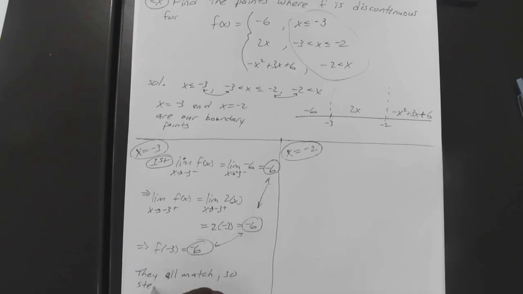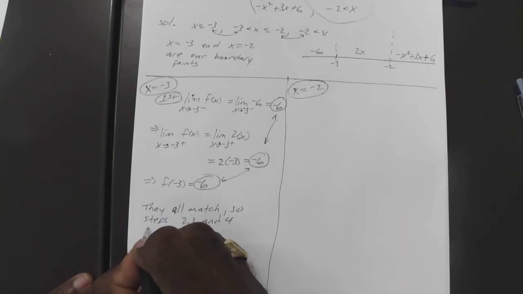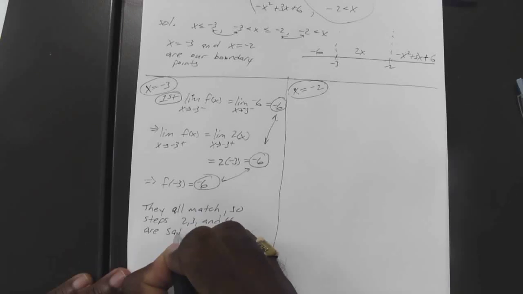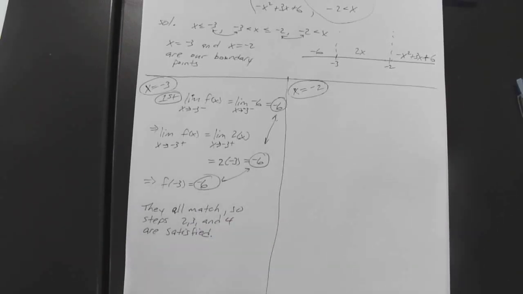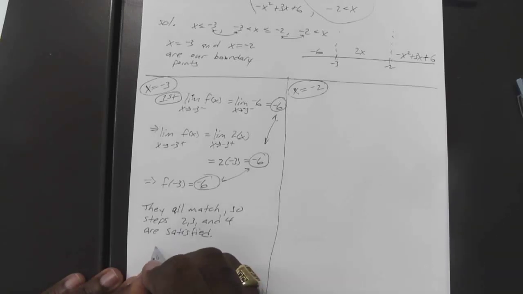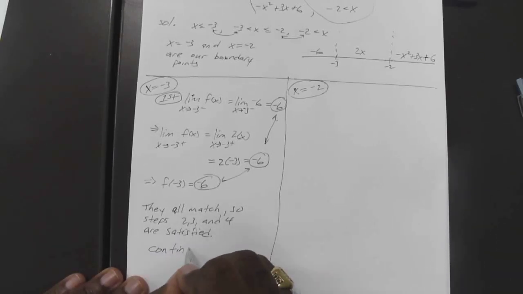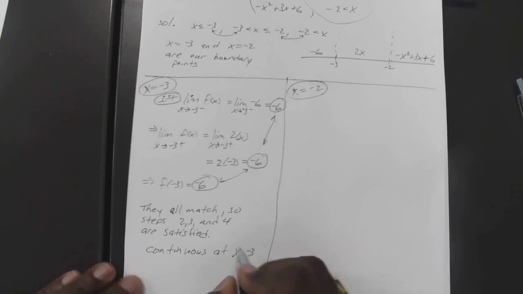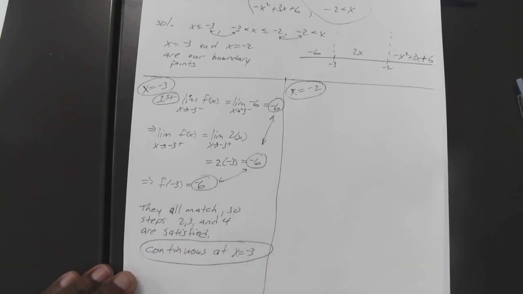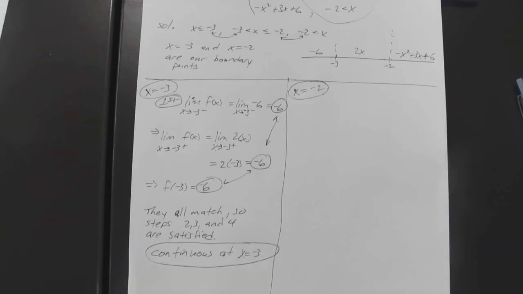Okay, so they all match. So steps 2, 3, and 4 are satisfied. Okay, so we know it's continuous at x equals -3. Okay, so now we do the same thing for x equals -2.